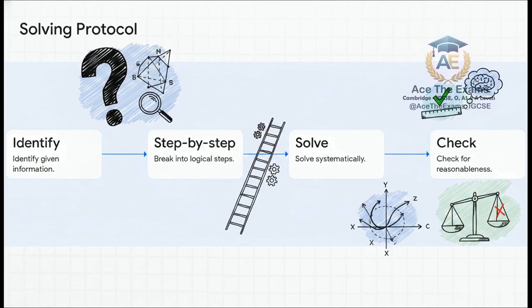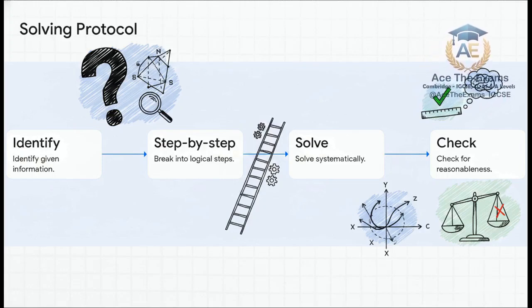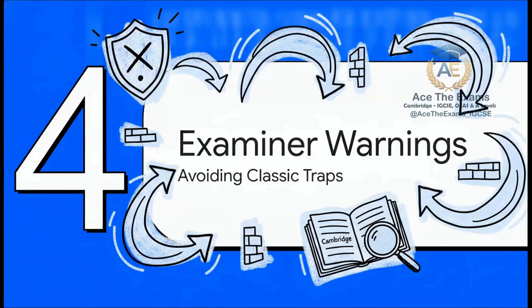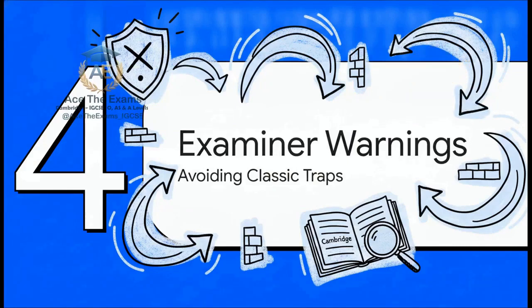If you calculate a distance between 2 points and it comes out negative, you've made a fatal error. If you find the angle between two crossing vectors and it's greater than 180 degrees, you need to evaluate your dot product calculation. This evaluate protocol ensures you don't just blindly, robotically calculate an answer, but you actively prove its absolute validity. Finally, we reach section 4, examiner warnings, avoiding the classic traps.